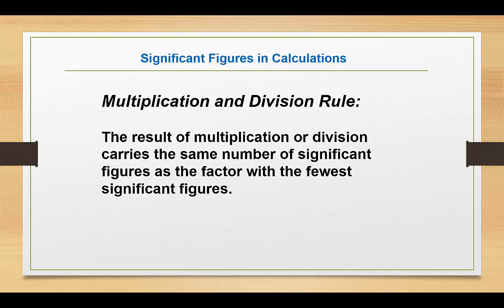If you carry out a multiplication or a division within a calculation, the result will carry the same number of significant figures as the factor, the value, with the fewest significant figures. Okay, so what we're going to do is look at the numbers in the problem, count how many significant figures are in each one, and take the one that's smallest. Let's look at an example of that.